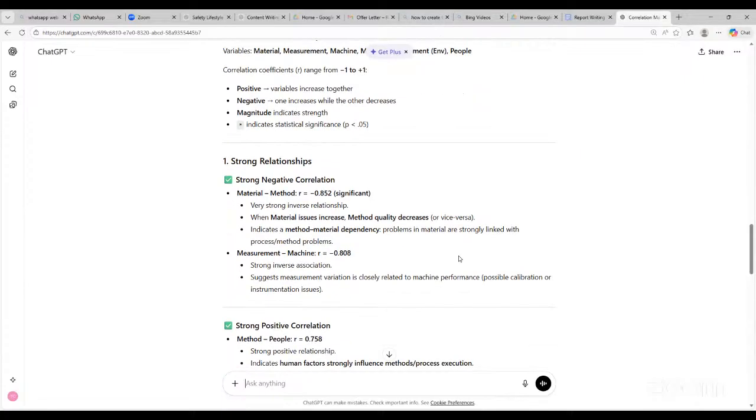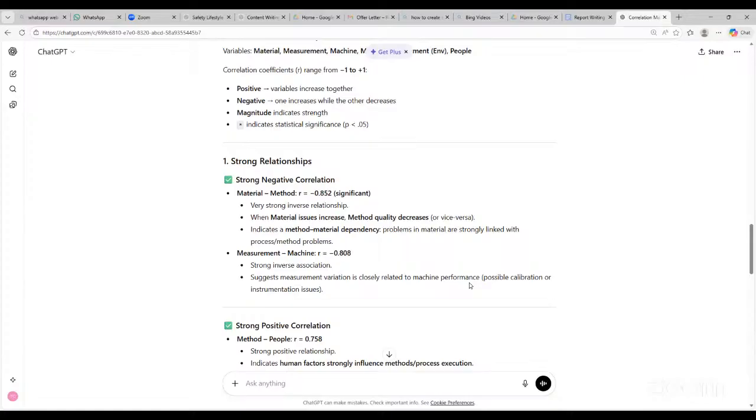So when we interpret the data, we have to think about the positive, negative, as well as the magnitude. Positive means the variables increase together. Negative means one increases while the other decreases. Magnitude indicates the strength, and also the statistical significance. The statistical significance is not important here because we have not collected a large amount of data and normality we have not tested.